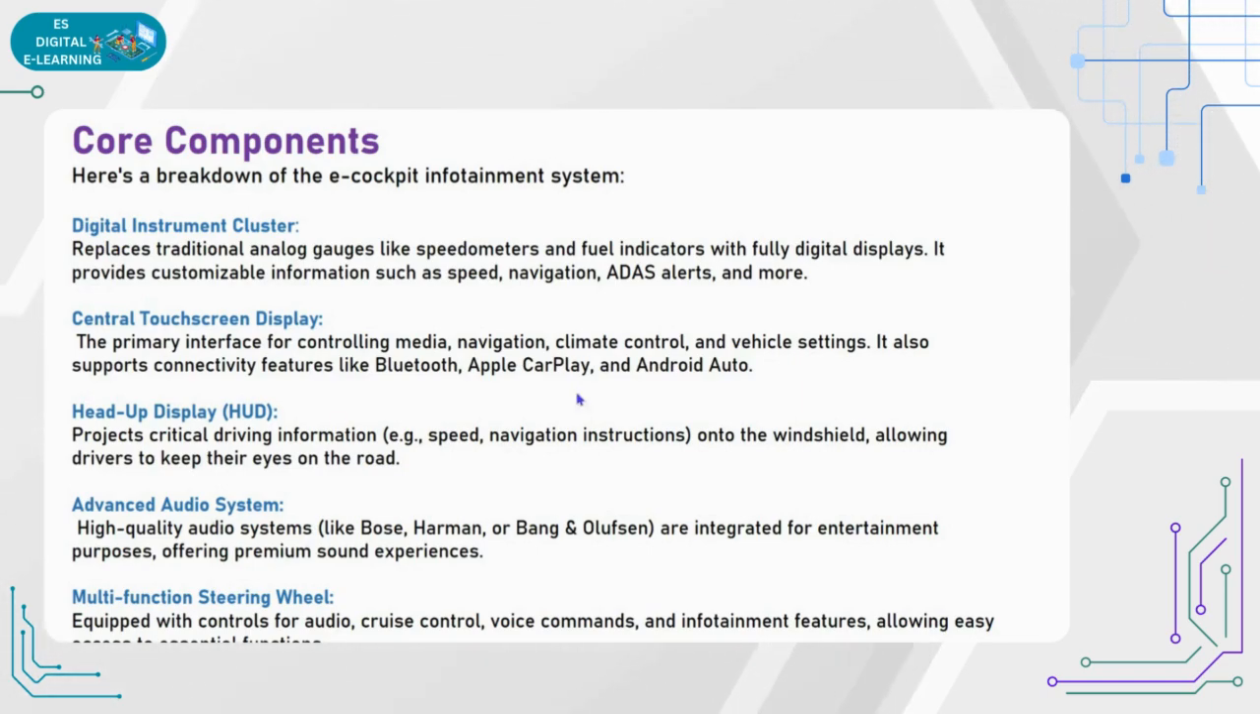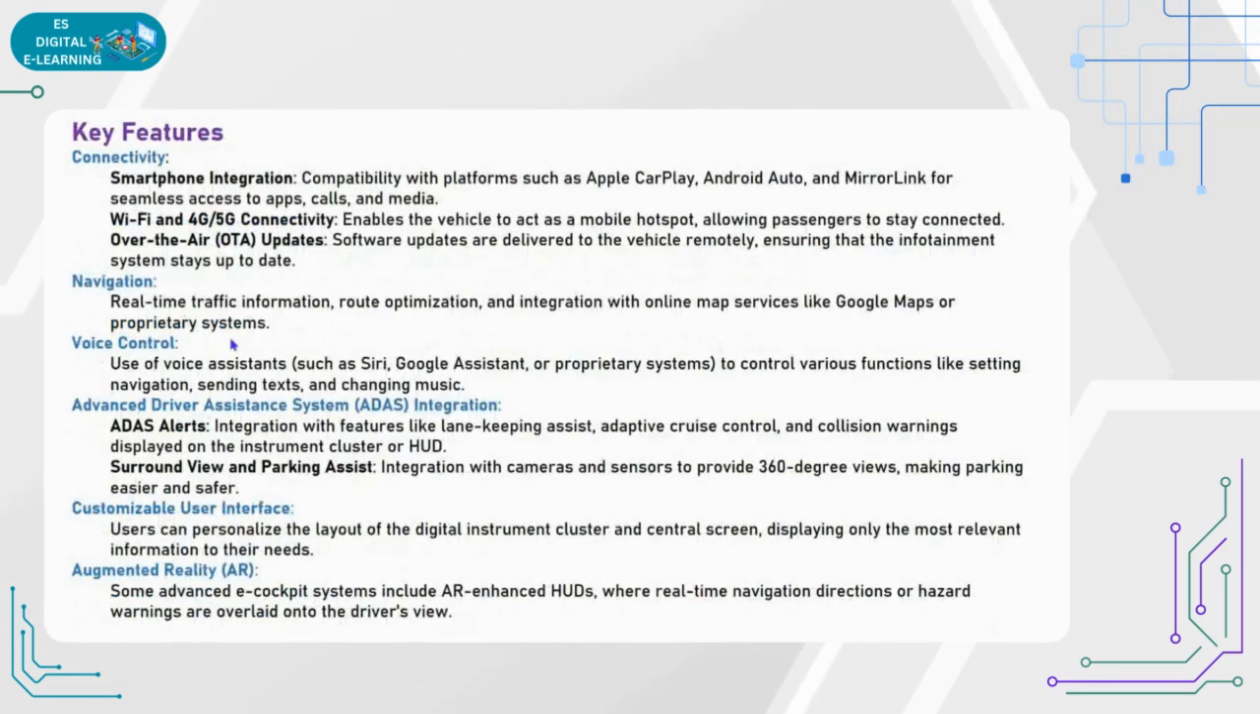So this is just high-level information on how the e-cockpit infotainment system works in cars. And what are the key features? Connectivity: it needs to be connected to smartphones, our mobiles, and if our mobiles are not activated, we need to activate via wi-fi. With the help of 5G or 4G we should be connected, because whenever passengers come into the car and don't have wi-fi connectivity, they can activate the wi-fi and use it.